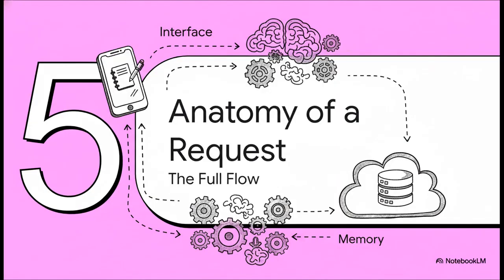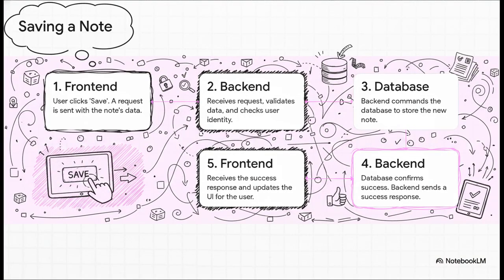Okay, so we've met the interface, the brain, and the memory. Now let's see them all work together in a simple, real-world example. Let's say we're saving a note in an app. So here's how it plays out. First, you're on the front end. You type out your note, and you hit save. The front end bundles that data up and sends it to the back end.